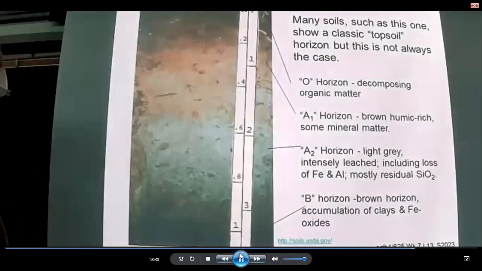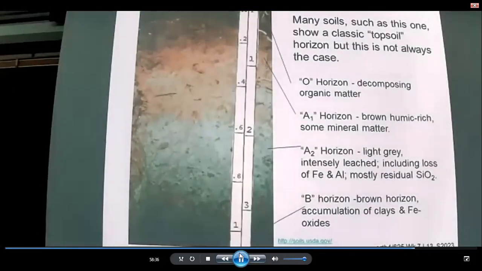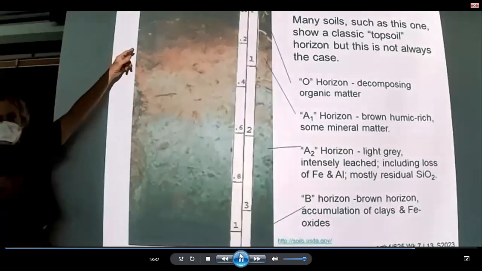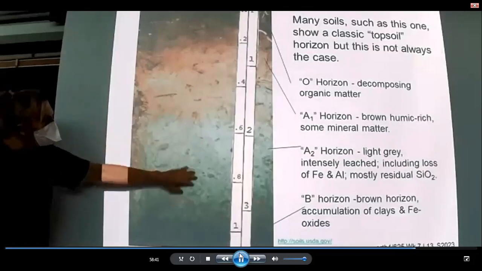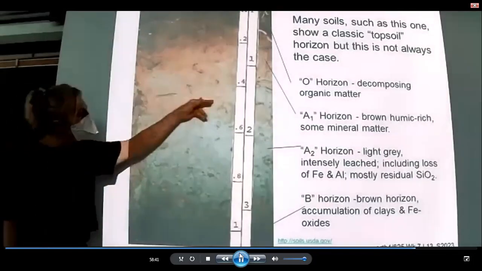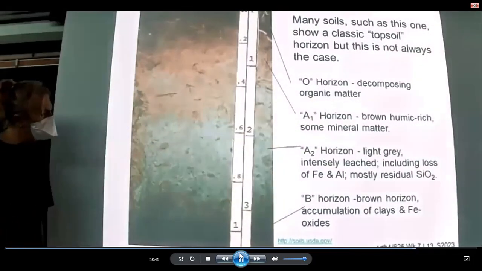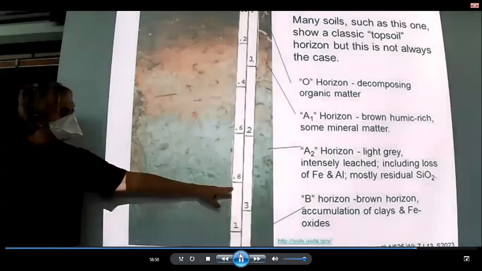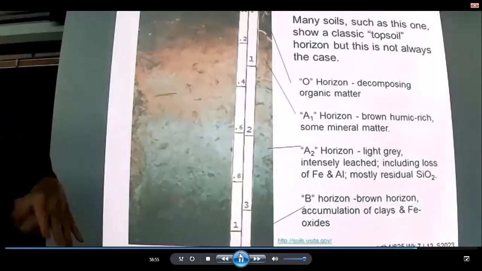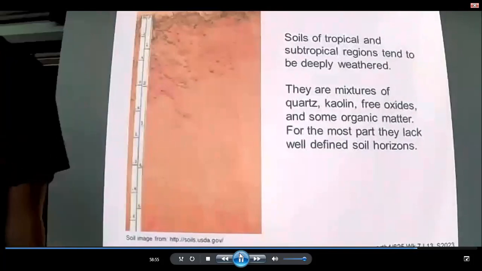Now, this is another soil that also has a classic topsoil, organic rich on the top, and then it goes into this sort of other horizons. They're all pointed out. These horizons are thicker here, but we still do eventually reach the B zone. And again, these well-developed structural units are not always found in all cases.